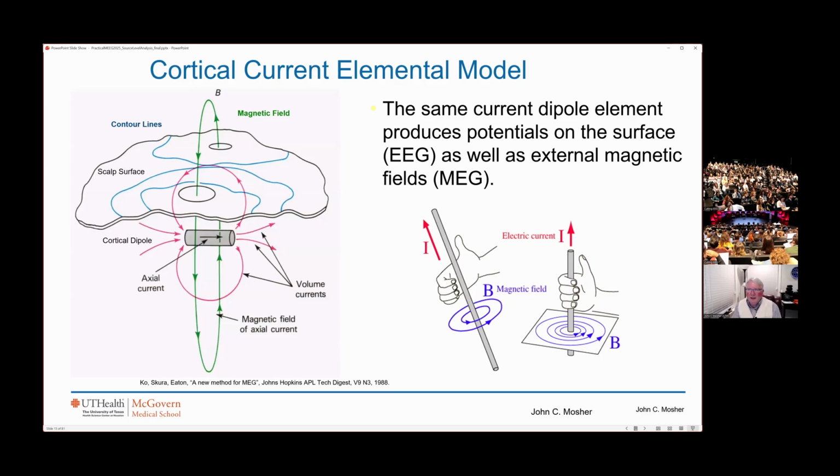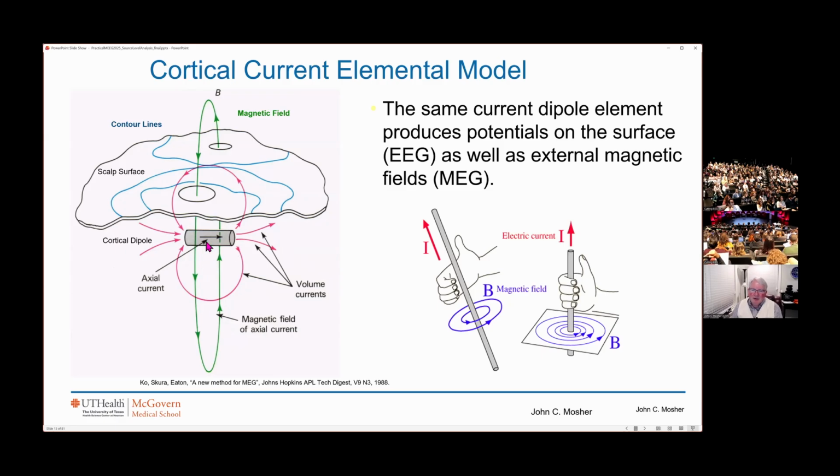So this acts like a little cortical current elemental model. So I'm just looking at these few neurons at the very basic level. I've got my little cortical dipole here. It always has to have currents to complete the circuit. Basic physics mandates that whatever current leaves this must come back around in. So you have the so-called volume currents or secondary currents.